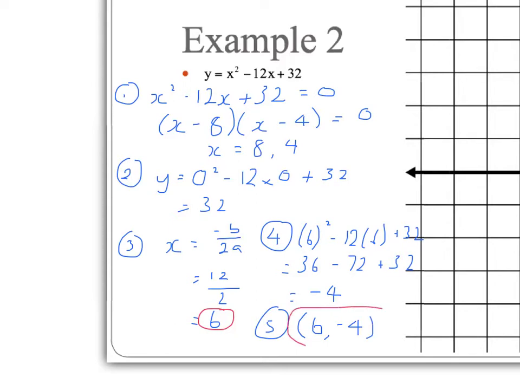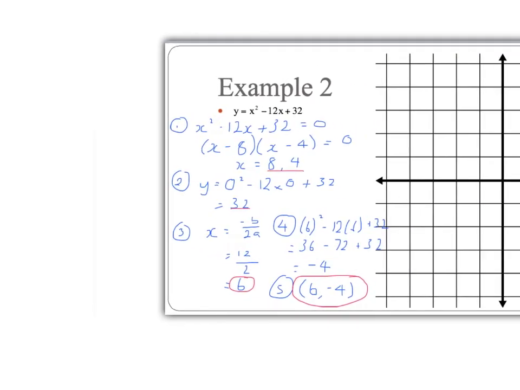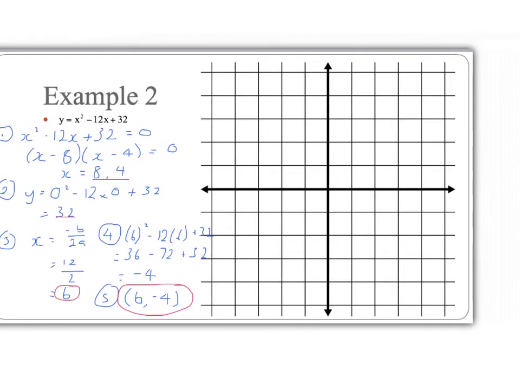So we've got our turning point here, we've got our y-intercept, we have our x-intercepts, so now we can draw our graph. Alright, so here is our Cartesian plane. Let's set up our scale. So let's see, our x-intercepts are between positive 4 and positive 8. So let's go up in 2s. So I have 2, 4, 6, 8. And the same on the other side as well.